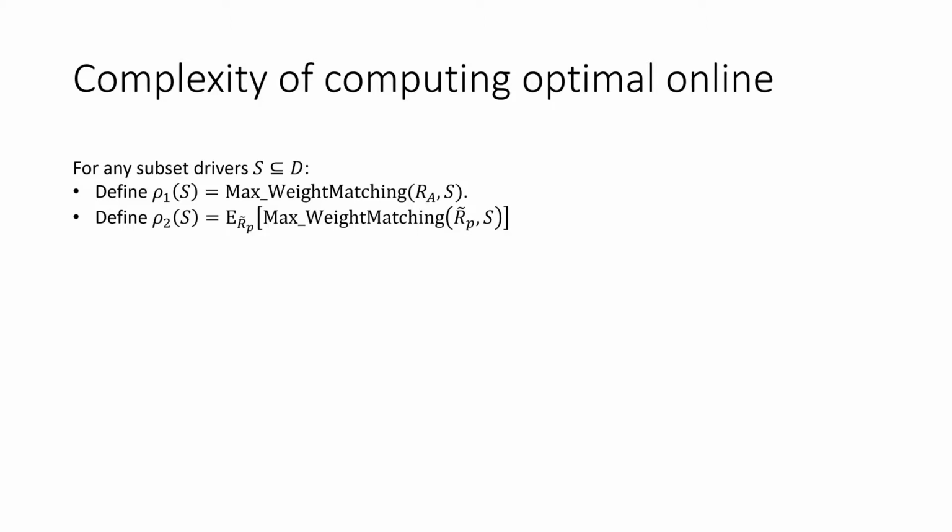Now let's talk about the complexity of computing the optimal online. To do this, let's first introduce the following two set functions. For an arbitrary set of drivers S, we define rho 1 of S to be the maximum weighted matching between RA and S, and rho 2 of S to be the expected maximum weight matching between RP tilde and S, where the expectation is taken over RP tilde. Let me remind you that both rho 1 and rho 2 can be shown to be monotone submodular functions.